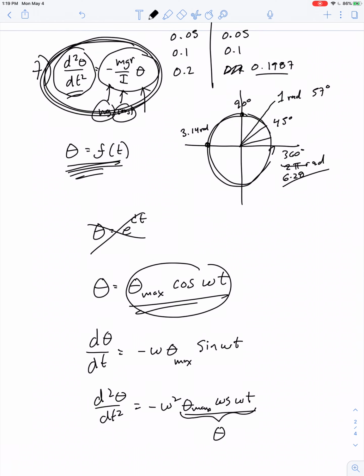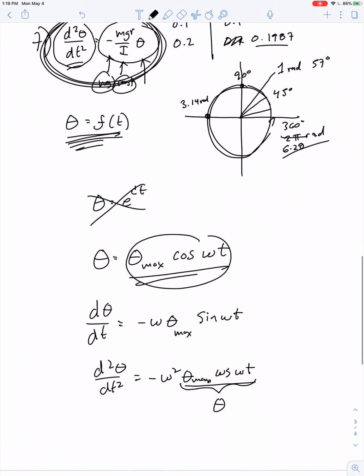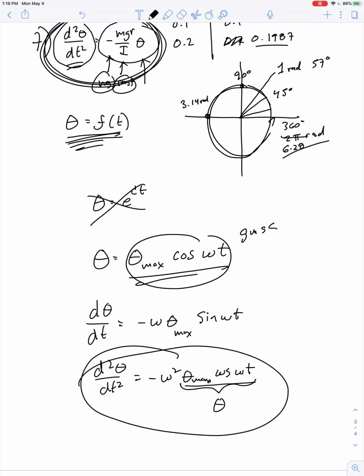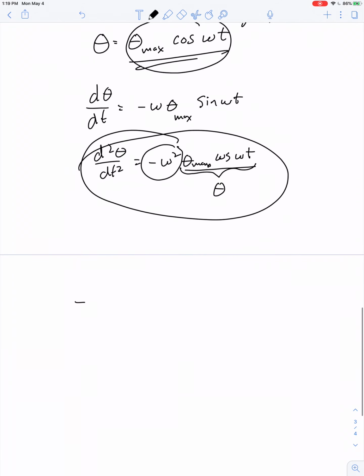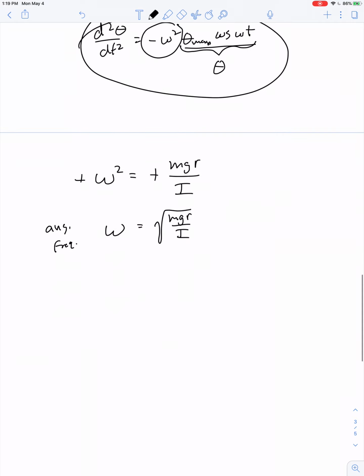Step 7 of the work that we got to, just based on applying Newton's laws and our understanding of torque, matches the expression we get based off of a guess, provided negative omega squared is the same thing as negative mgr over I. Negative omega squared is negative mgr divided by I. Now I'm going to cancel out the negative signs and take the square root. So the angular frequency for a physical pendulum is equal to the square root of mgr divided by I.